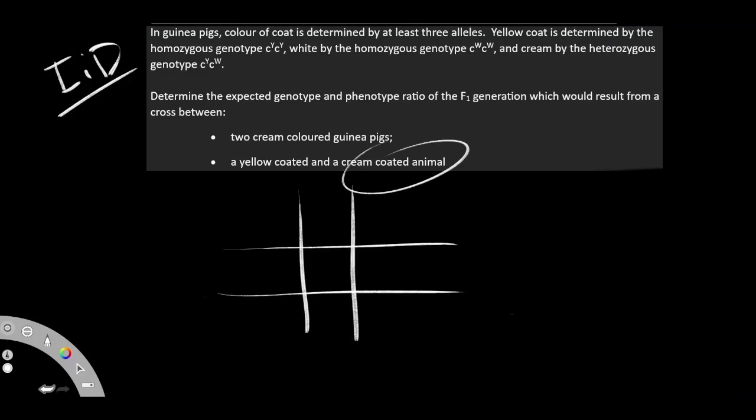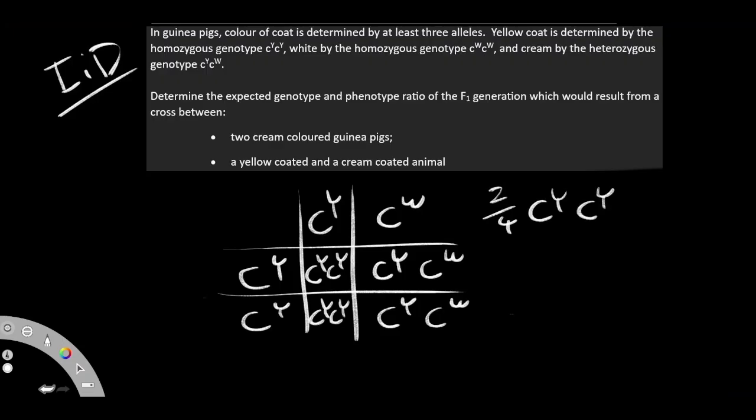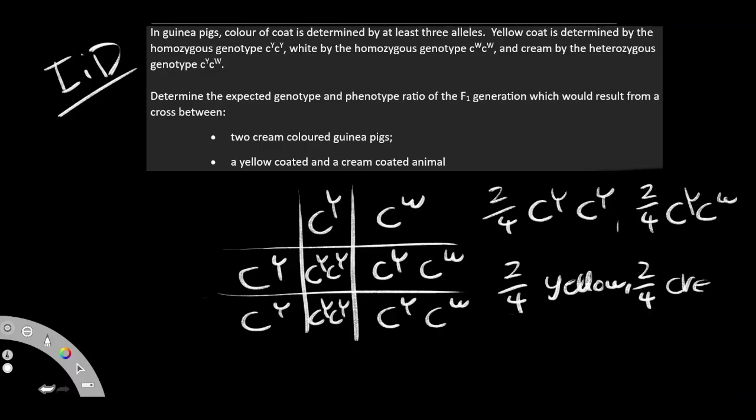Now we have a cream coated animal again, so we'll do CYCW, but a yellow coat is CYCY. So let's put that in: CYCY, CYCW, CYCY, CYCW. So 2 out of 4 are CYCY, so yellow, and 2 out of 4 are cream color, CYCW. So phenotypically, 2 out of 4 are yellow, and the other 2 out of 4 are cream.